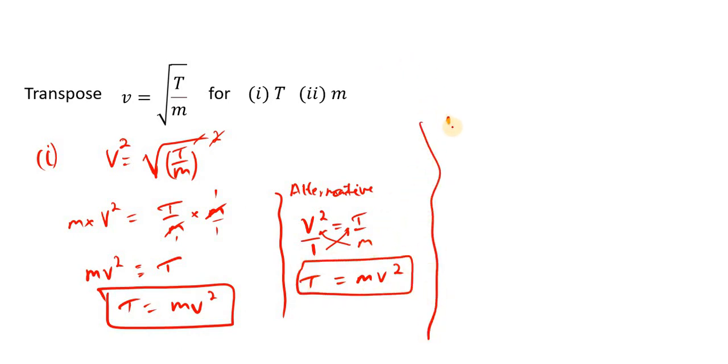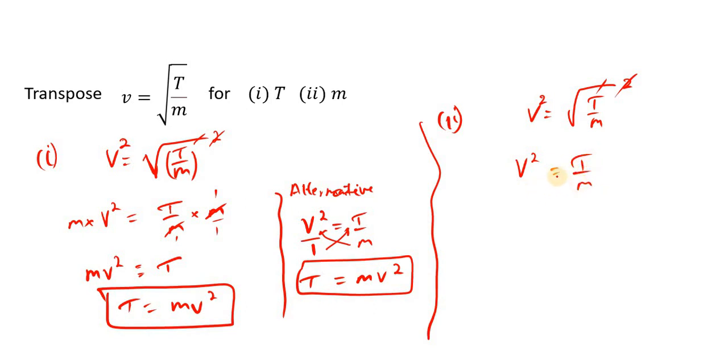Now let's look at part 2, which is to make m the subject. So I'm going to write the formula again, the square root of t over m. And again, before we can actually get to t over m, we need to get rid of the square root. And so we're going to square both sides, which is the reverse of square root. And square cancels square root. And so we have v squared equals t over m.